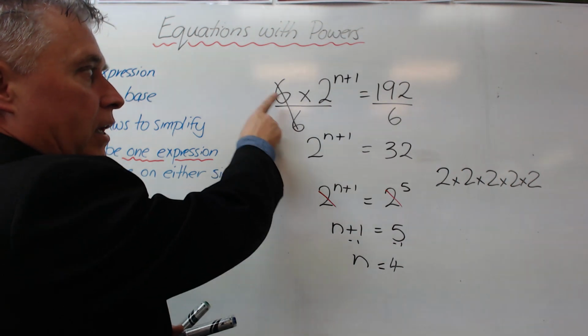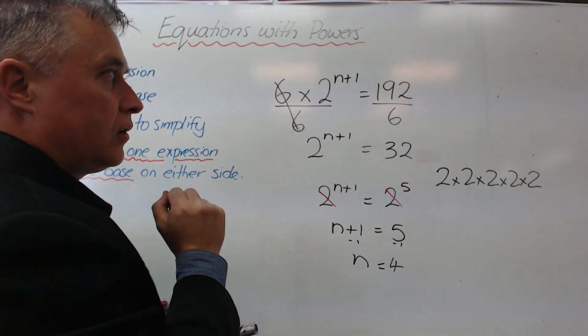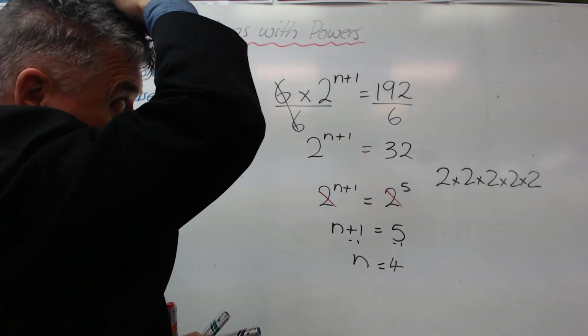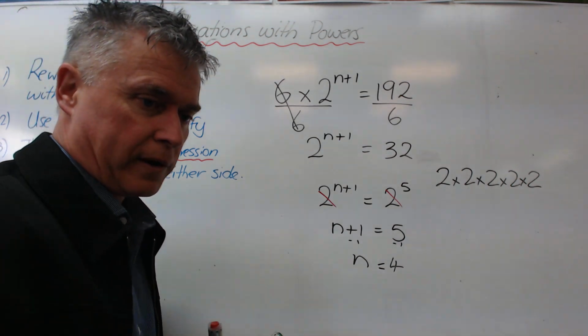Okay, so the reason why I wanted to do that one is that when you've got a number that you can't get to the same base, you might be able to use a division strategy there. There might be other ways to solve it, but this is by far the most straightforward way. Okay, thanks.